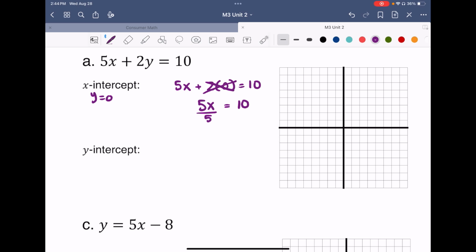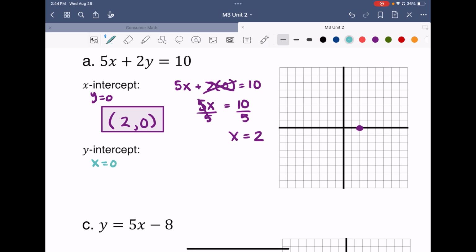Divide both sides by 5. That gives me x equals 2. So my x-intercept here is 2, 0. I'm going to take 2, 0. I'm going to graph it on my graph right on the x-axis. Now I'm going to do the same thing for y, but with a y-intercept, x is 0 this time. So I take my x and I replace it with a 0, and I solve for y.